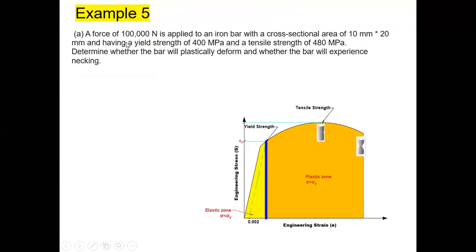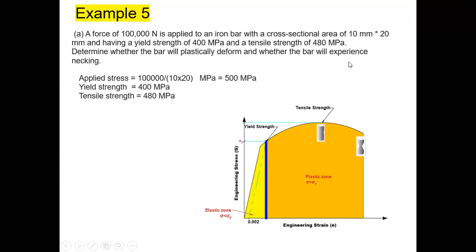A force of 100 kilonewton is applied to an iron bar with a cross-sectional area of this size, and having a yield strength of 400 megapascal and a tensile strength of 480 megapascal. Determine whether the bar will plastically deform and whether the bar will experience necking.